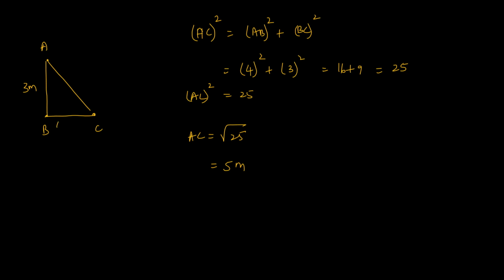4 meter, 3 meters and 5 meter. Hence your displacement S is coming to 5 meters. So this is our shortest path. This is the difference between displacement and distance: displacement is the shortest path.